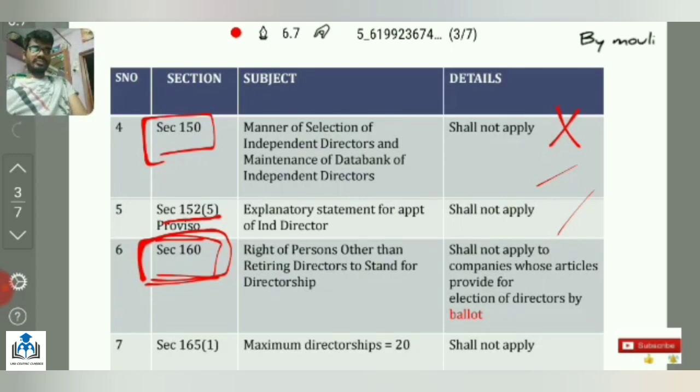Shall not apply to companies whose articles provide for election of directors by ballot. In our capsule 2 video, we have discussed what is postal ballot. You can check there. If the articles of the section 8 company provide that the directors of the company shall be appointed by the ballot, postal ballot, then 162 is not applicable.